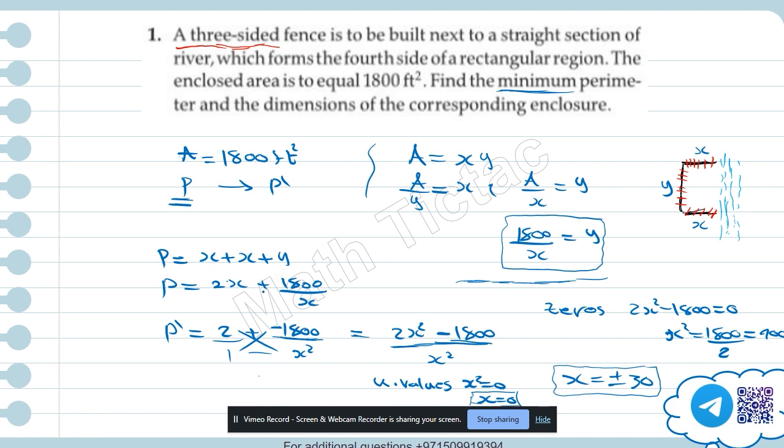Okay, good. So now I need to check which values are included. In here, I will go back to the original function, which is 2x plus 1800 over x. Now for this, the domain is R minus the zero of the denominator, which is 0. So the total domain is R minus 0. So the 0 is not included, so I'm going to reject this value, and I'm going to take these two values.